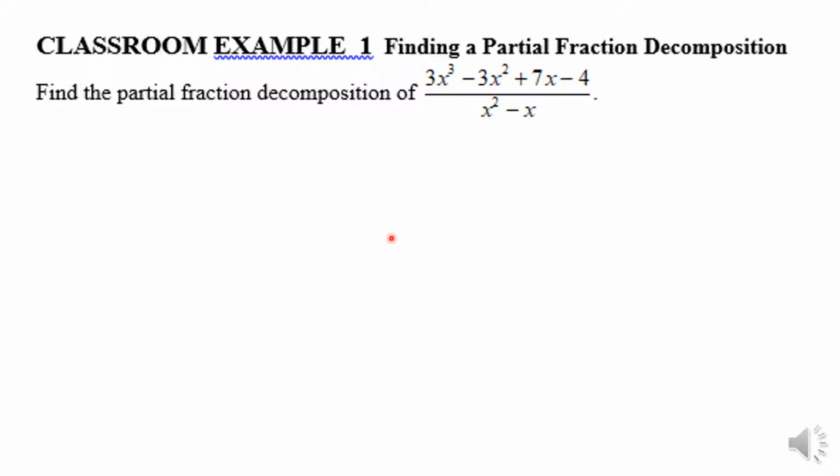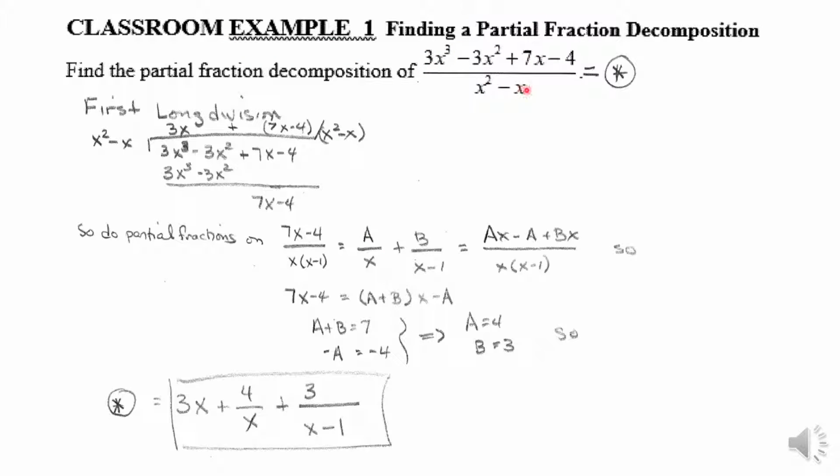Here's the first example. Please pause the video and do the problem. Let's see how you did. Well, we have a degree of 2 in the denominator and 3 in the numerator, so we have to do long division. We do long division and we'll get the 3x, but this is the remainder that we can apply for partial fractions. So we do partial fractions on this.